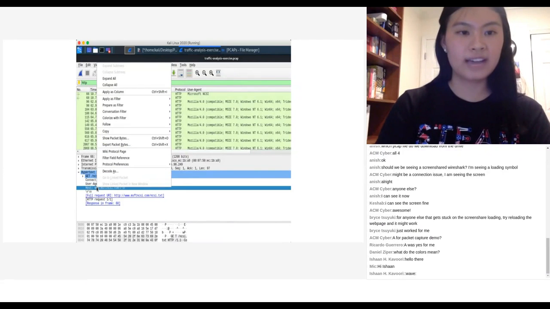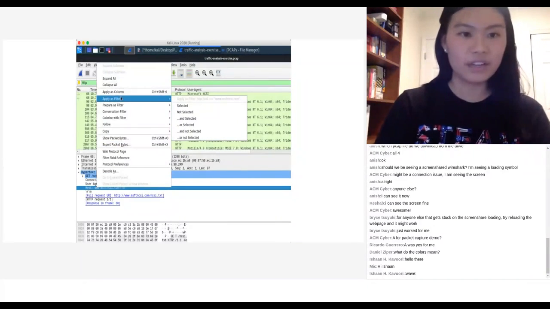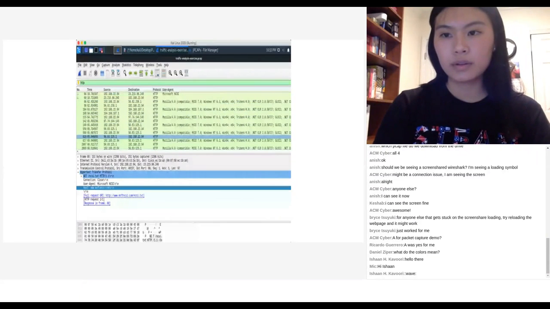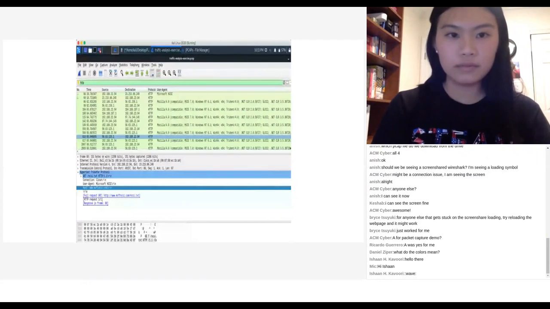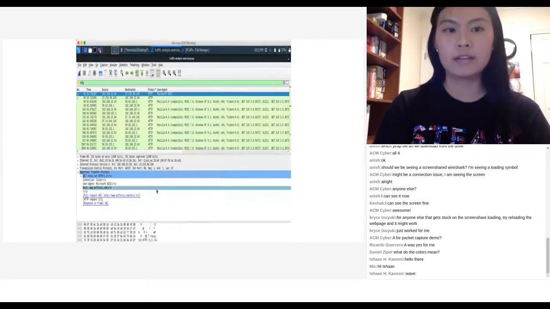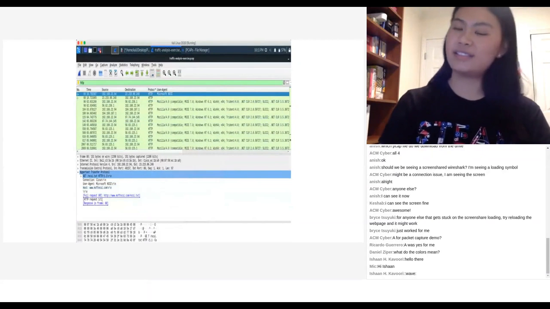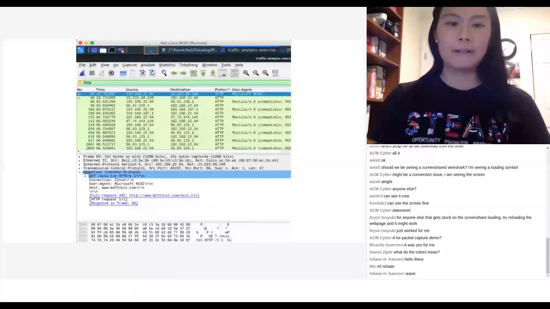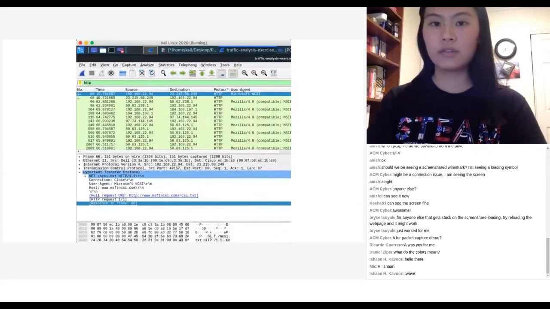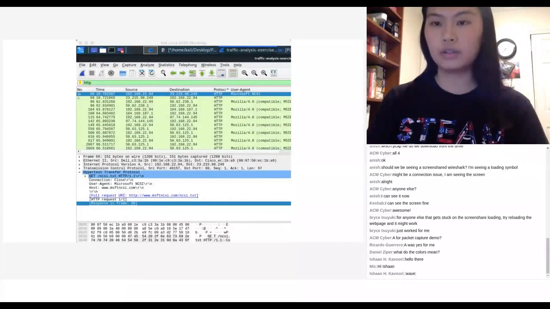Another one I like to add is the host one. So I'll apply as column. Okay, the host is in there. It's just that this information is really long. So that's all for the demonstration.